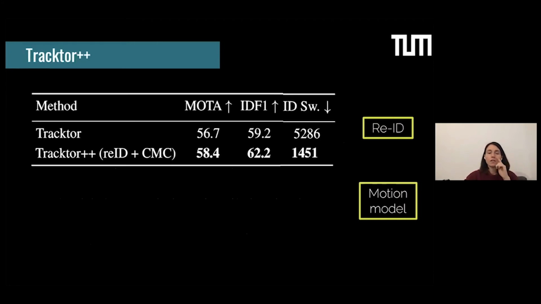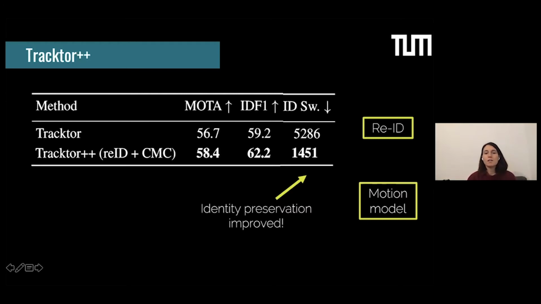So all the cons can actually be tackled with these two techniques that are used very much in multiple object tracking. And with this, we improve most of all the identity preservation. On the third column, I show the identity switches, which for the vanilla Tractor are quite high, above 5,000. While when we use re-ID and camera motion compensation, these identity switches are reduced by a lot. And also the accuracy, which we show here in the first column, is improved by almost 2 percentage points.